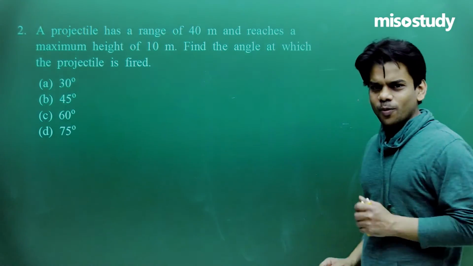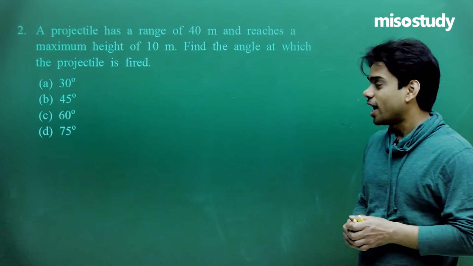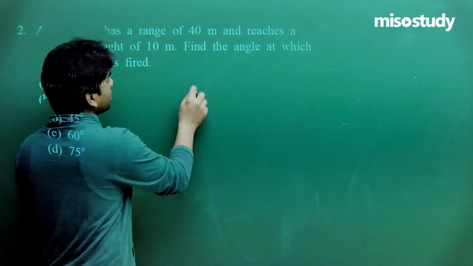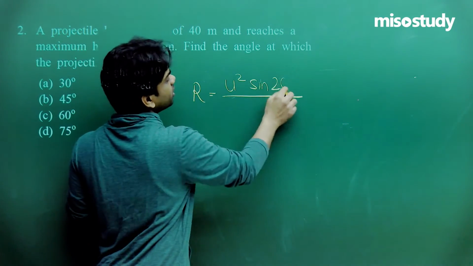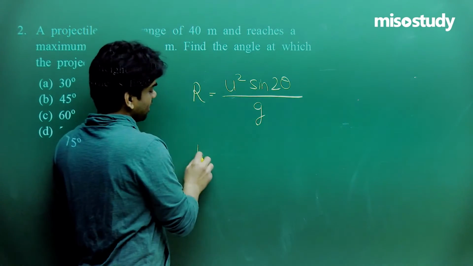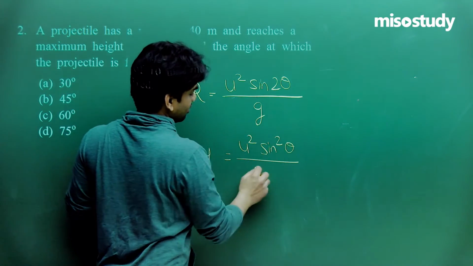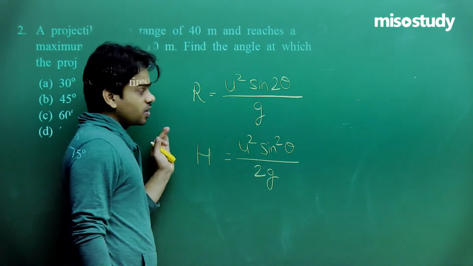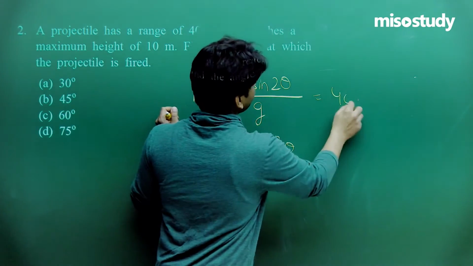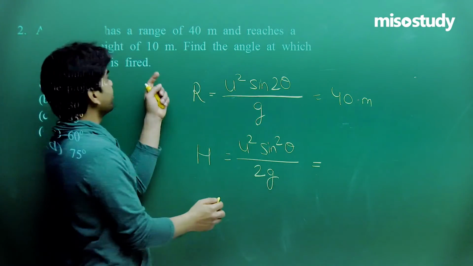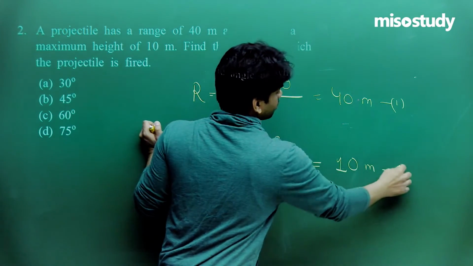Now, first of all, we know the formula for time of flight, and it's given range and height. We know the formula for range, we know the formula for height. Let me just put down the formula for range. Range formula is u square sine 2 theta by g, quite easy, and maximum height is u square sine square theta by 2g. This is what we know. Range is this much, maximum height is this much. If I put in the values, range is given as 40 meters and height is given as 10 meters. Equation number 1, equation number 2.